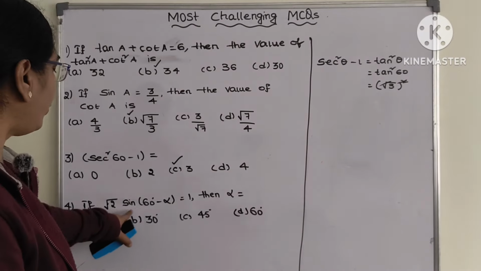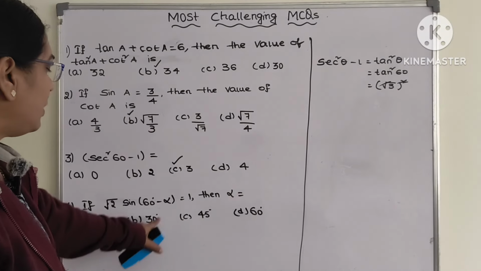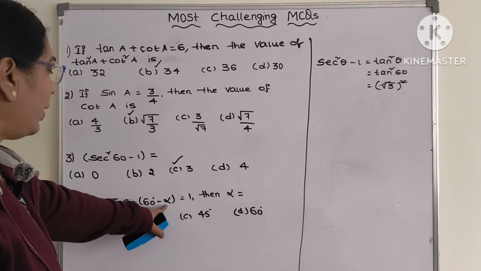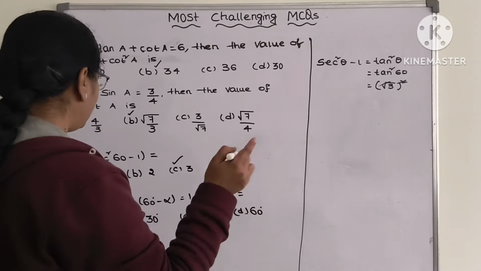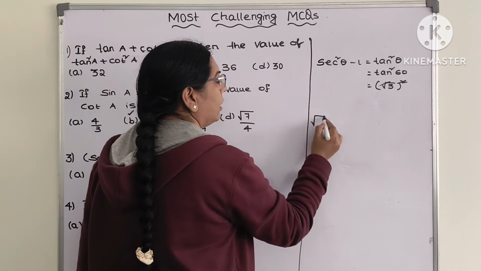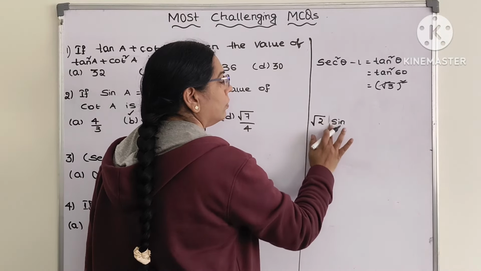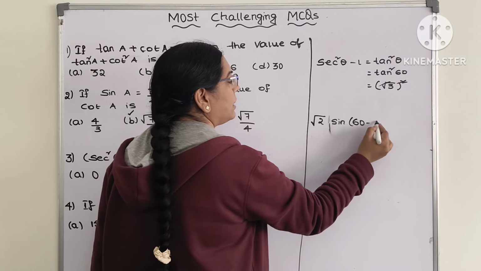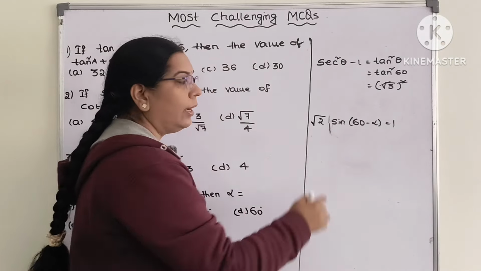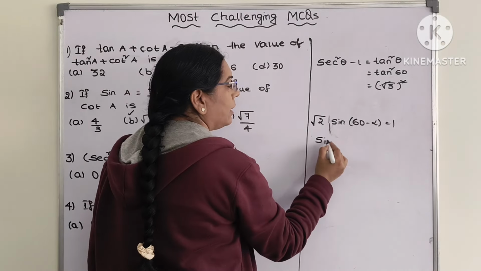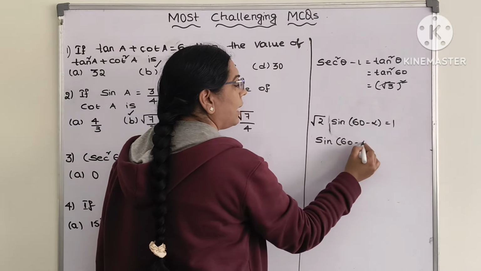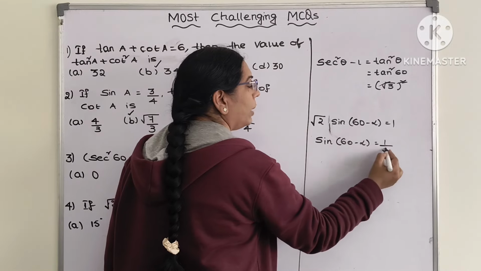The next one. If root 2 sine of (60 degrees minus alpha) is 1, we have to find the value of alpha. Now this is interesting. What is it that they said? Root 2 times sine of (60 minus alpha) is equal to 1. Take root 2 to that side. Sine (60 minus alpha) is equal to 1 by root 2.